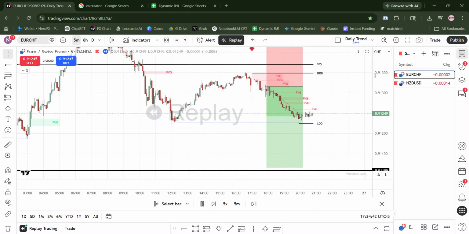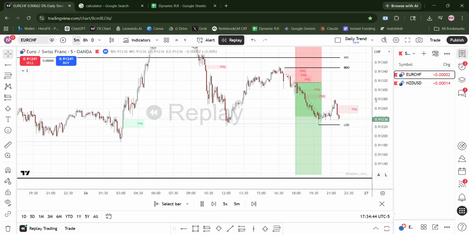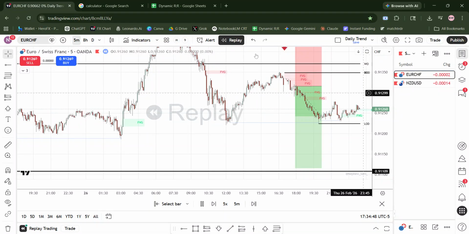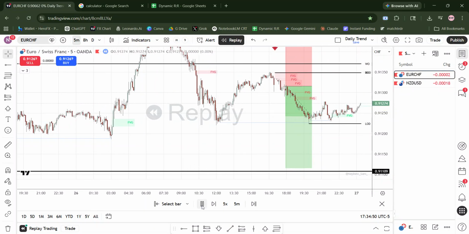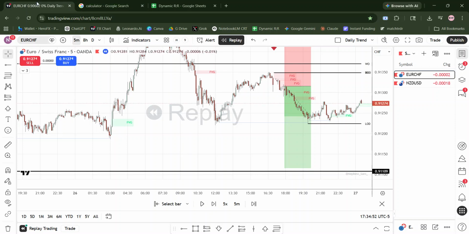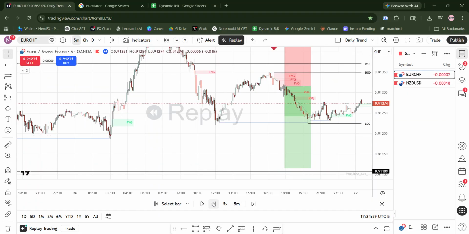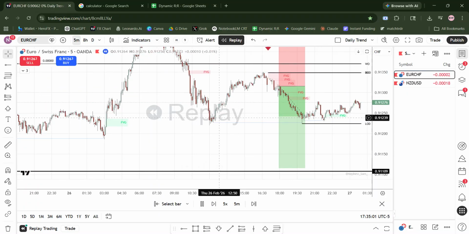Remember, if it gets to half your take profit, I'd go ahead and just set it to break even, is what I recommend. So if I were risking 59, once it gets to 30 pips in profit, I set this to break even. But anyway, let's keep going.